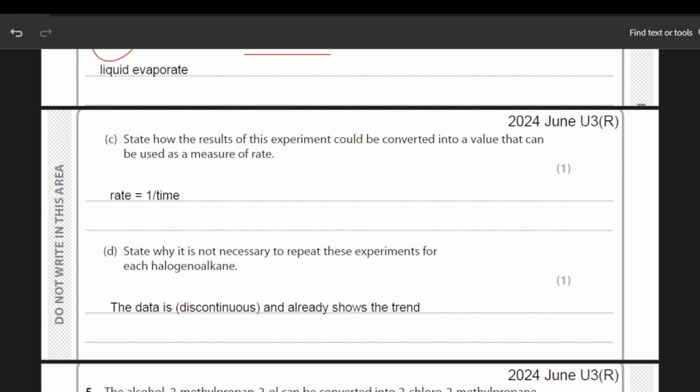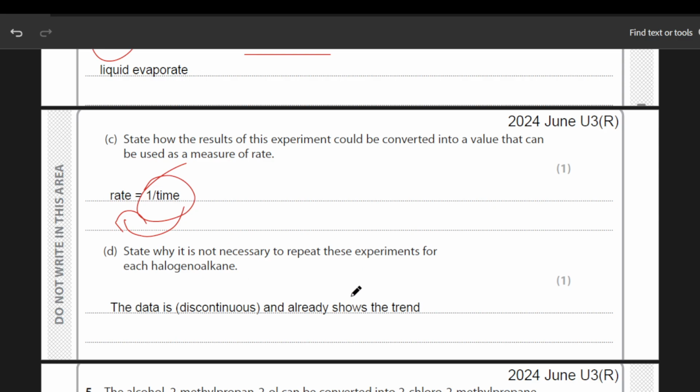Okay, moving on to the next one, part C. They said, state how the results of this experiment could be converted into a value that can be used as a measure of rate. Now, if we find the reciprocal of time, we can get the rate of this reaction.